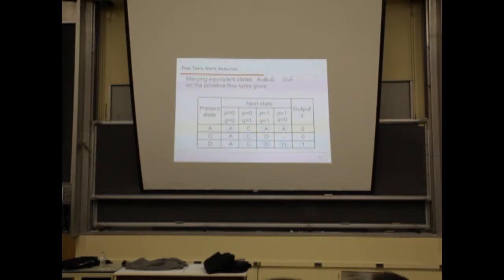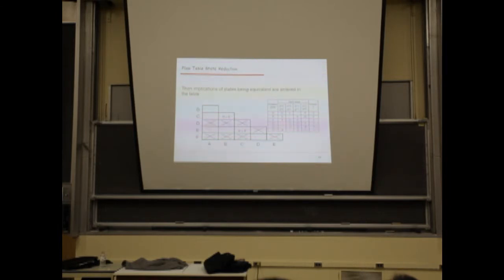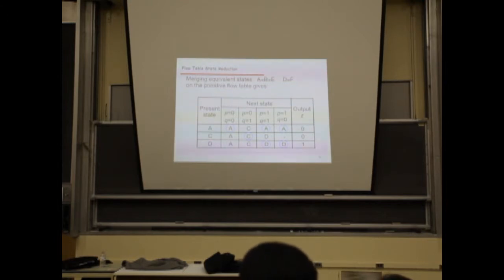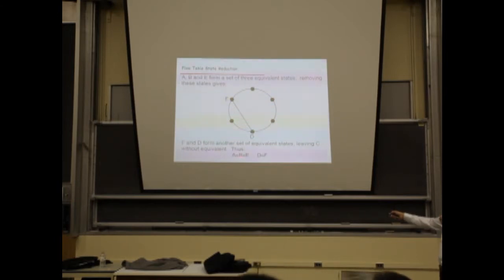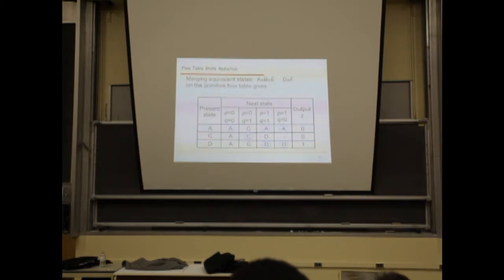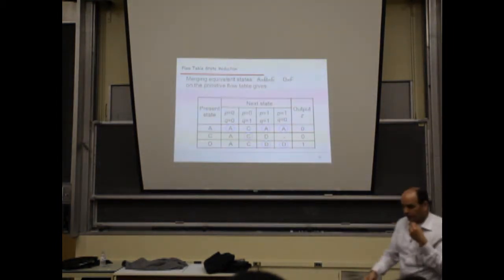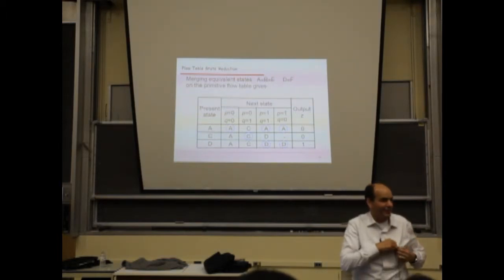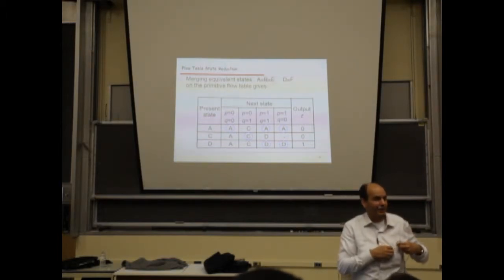Okay? So that's why we started with this table, A, B, C, D, E, F, and we ended up with A, C, D. Okay? So when we say A, it is A and B and E in one state, so we combine them together. And when we say D, it is actually D and F together. And when we say C, it is the original C that we had already before in the table. And that's about it.